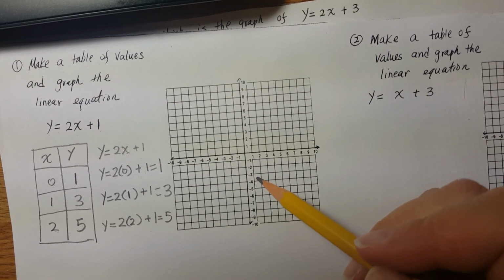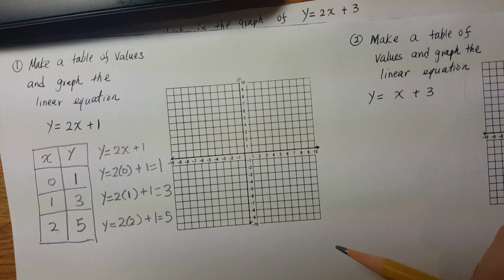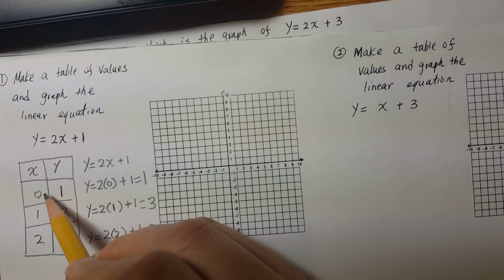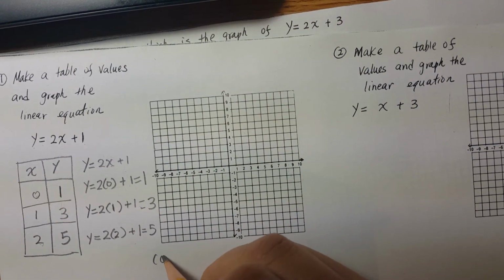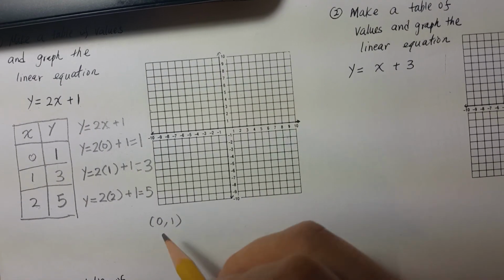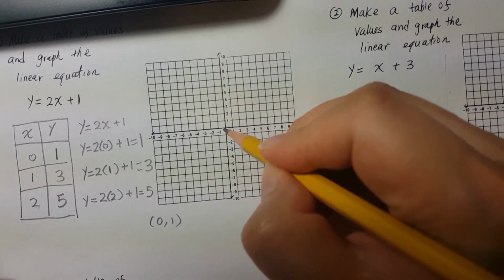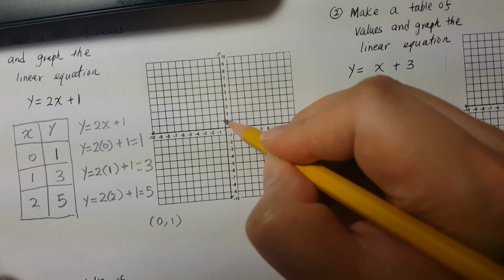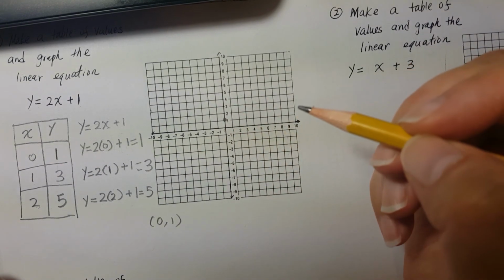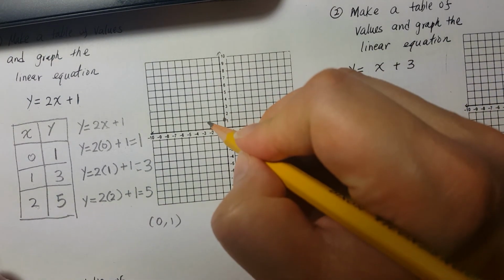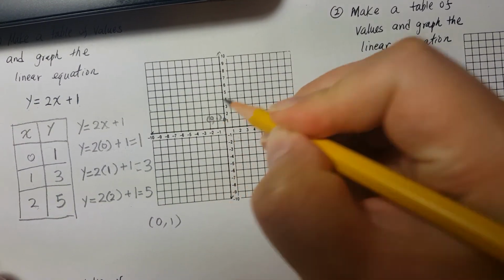Then let's go to the coordinate plane, that means the XY plane. So we have 0, 1. You go to the 0, which is in the middle over here, and then you go up to 1, and you put a dot over here. That's called a point. This point is called 0, 1.